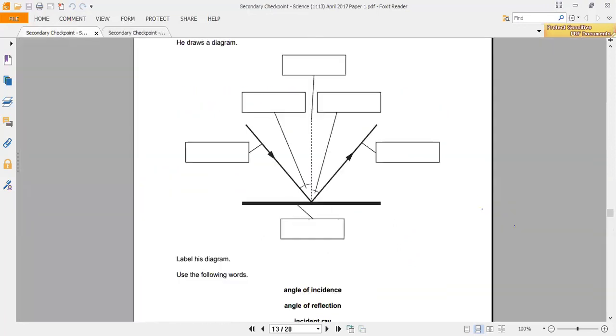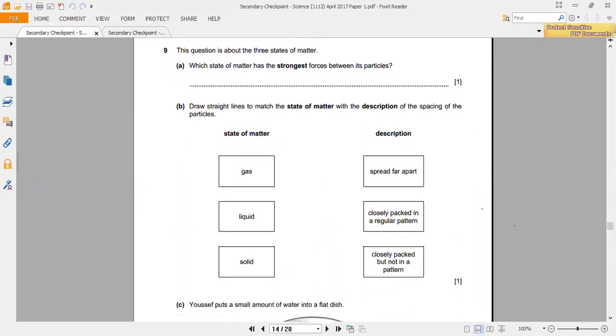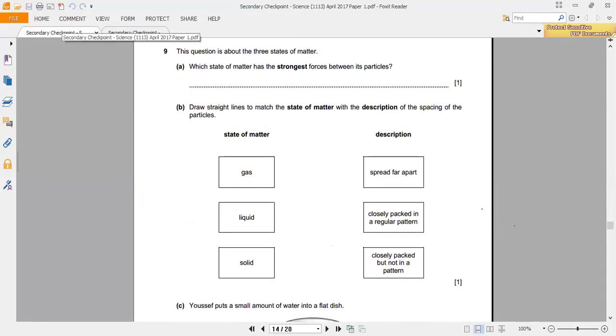Let's go back. Here, question number 9. This question is about the 3 states of matter. A, which state of matter has the strongest forces between its particles? Okay, doubtless it's the solid state of matter. B, draw straight lines to match the states of matter with the description of the spacing of the particles.